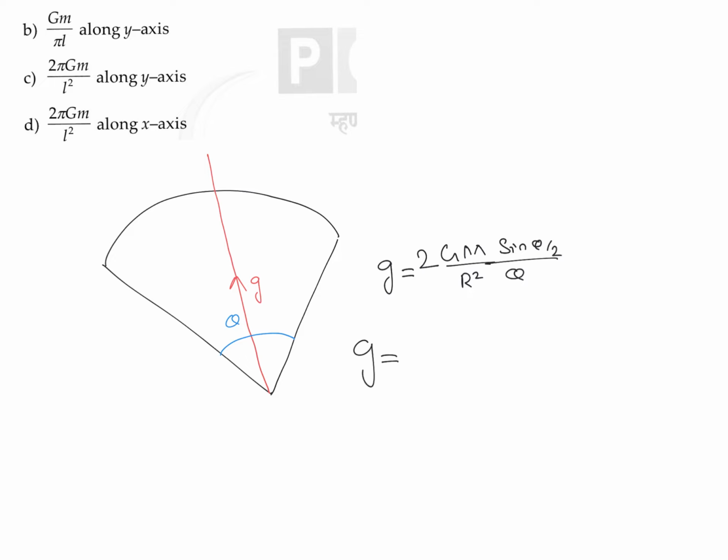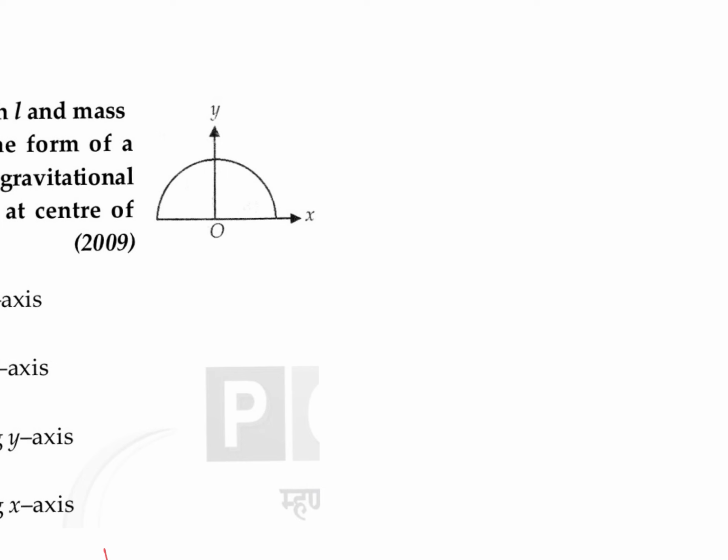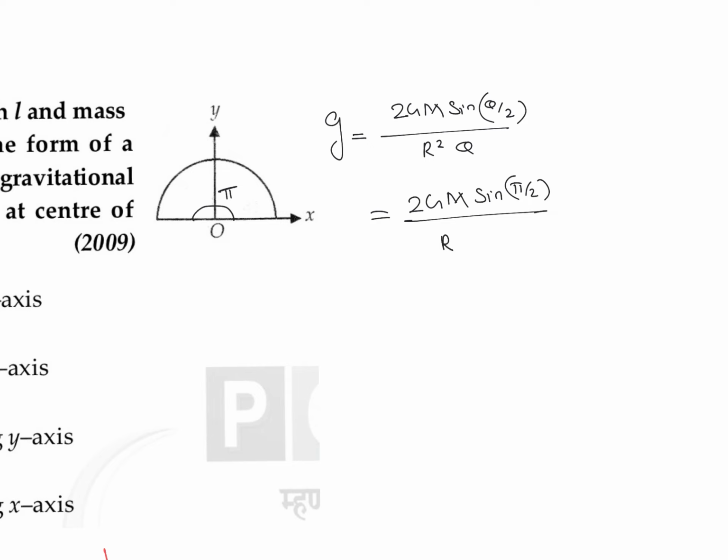Now according to the question, this total angle over here is equal to 180 degrees, but whenever we are using this equation, you should take it in radians, so we take it as pi radians. So according to our equation, we can write G is equal to 2Gm into sine theta by 2 divided by r square theta. So we can write 2 into G into m into sine pi by 2, sine 90, which is equal to 1, divided by r square into the value of theta. Theta we can take as pi. So we get the answer as 2Gm divided by r square into pi.